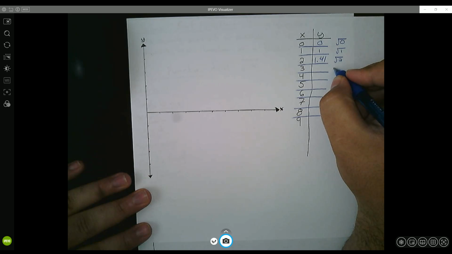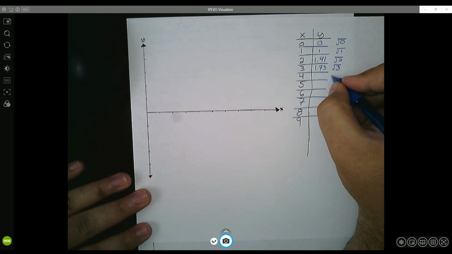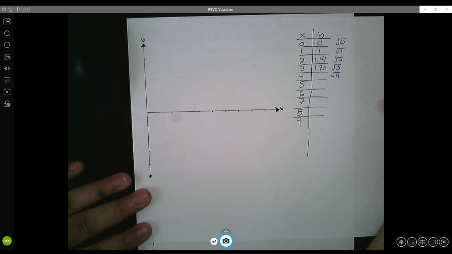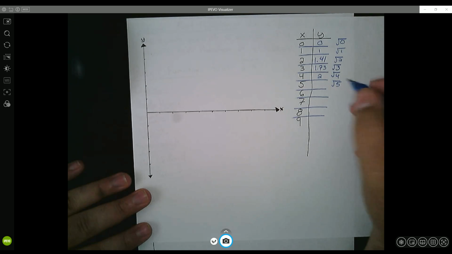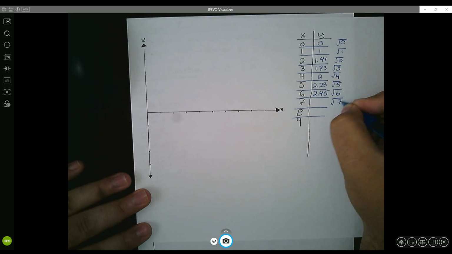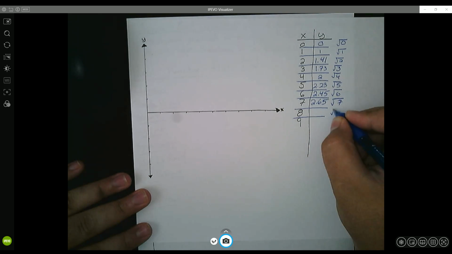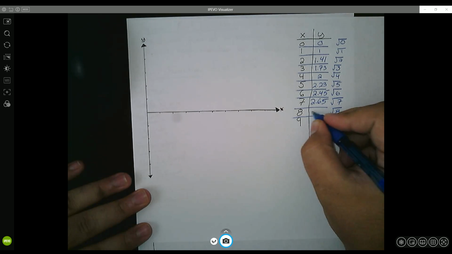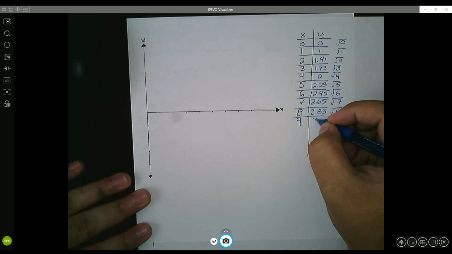For 3, we take the square root of 3, which is 1.73. Square root of 4 is a whole number. It's actually 2. Square root of 5, we get 2.23. Square root of 6, we get 2.45. Square root of 7, 2.65. Square root of 8, 2.83. And then lastly, square root of 9, that's a whole number finally, we get 3.